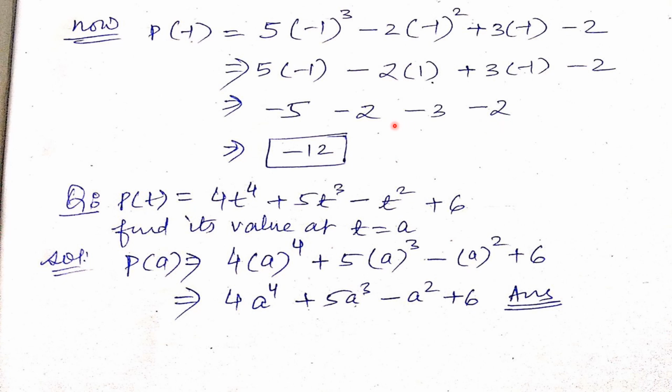5 plus 2 is 7, plus 3 is 10, plus 2 is 12. So we have got the answer as minus 12. You can say p of minus 1 is equal to minus 12. Now, similar to that, one more question.